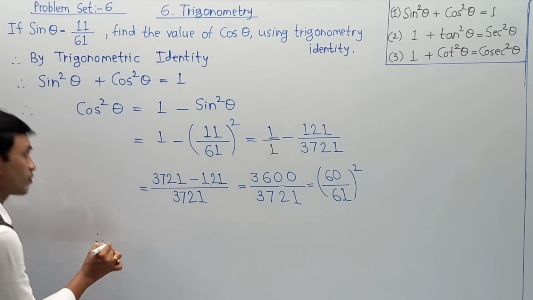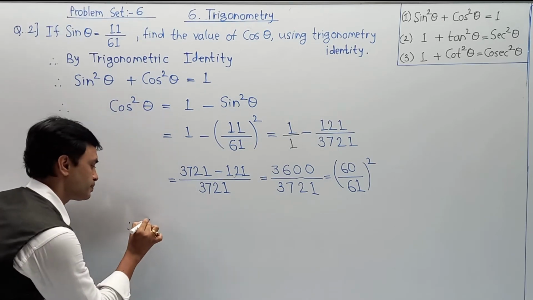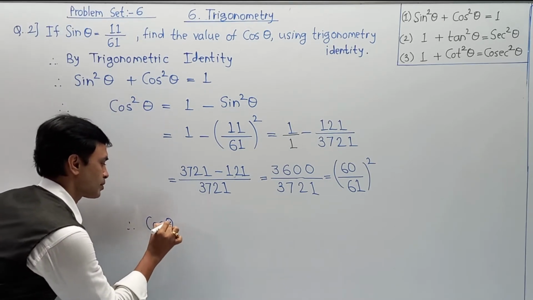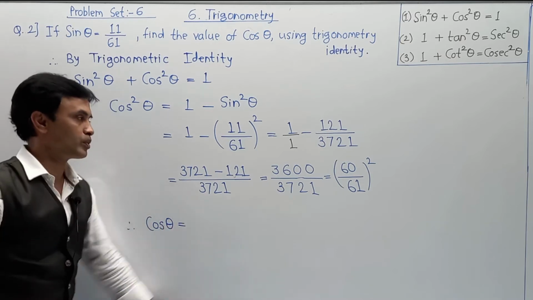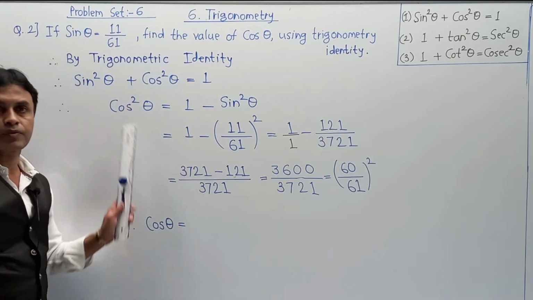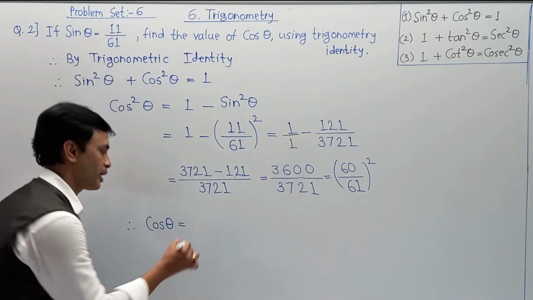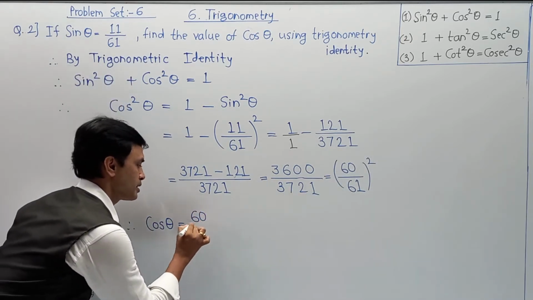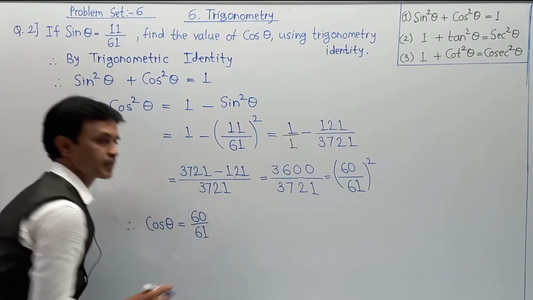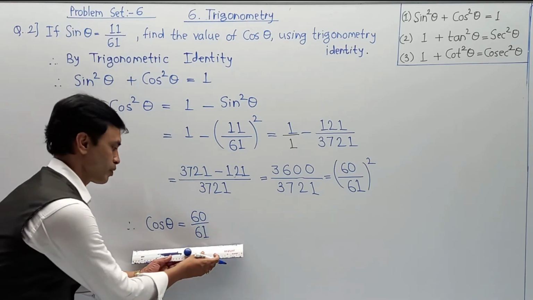Naturally you can write your value of cos theta is equal to, as you have taken a root from square to normal, here also you have to remove the bracket square, and that becomes 60 upon 61, and that is the required value of cos theta.